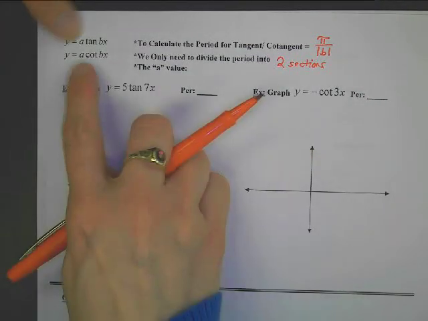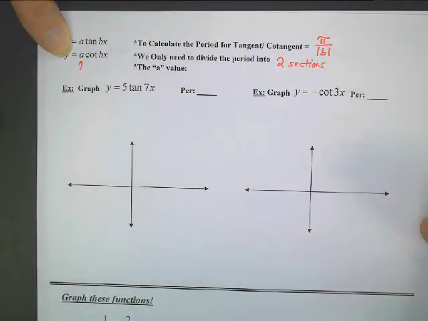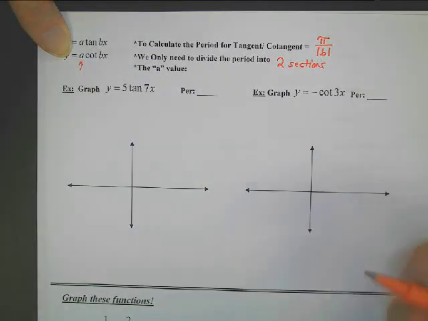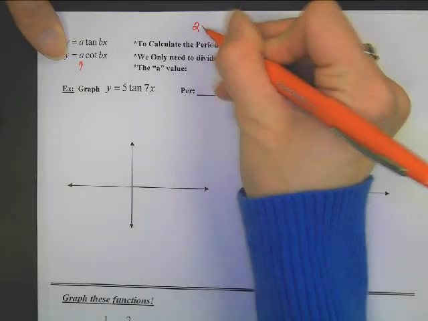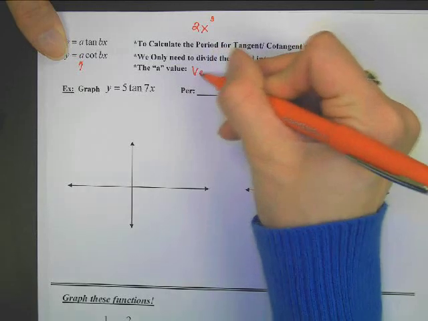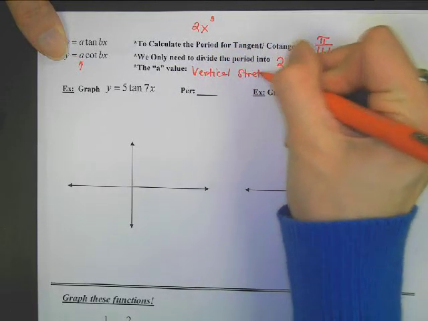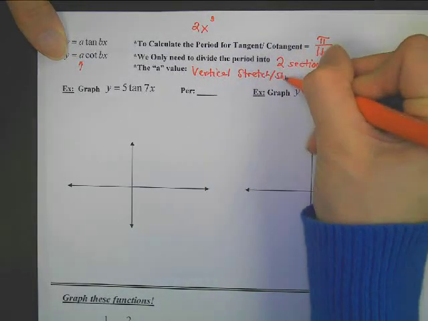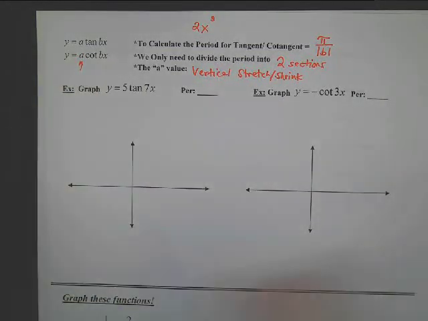And the A value out here, this is not an amplitude. Tangent and cotangent do not have amplitudes. What does a number out in front do? Kind of like what would it do if it was 2x cubed? The number out in front would be a vertical stretch or a shrink. And I'll show you how to indicate that on your graph. Very easy. Okay, let's do this first example here.